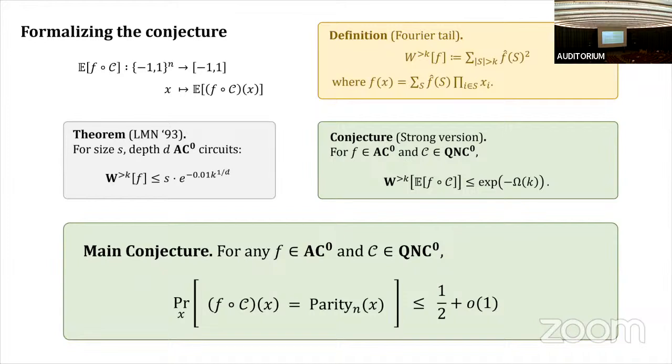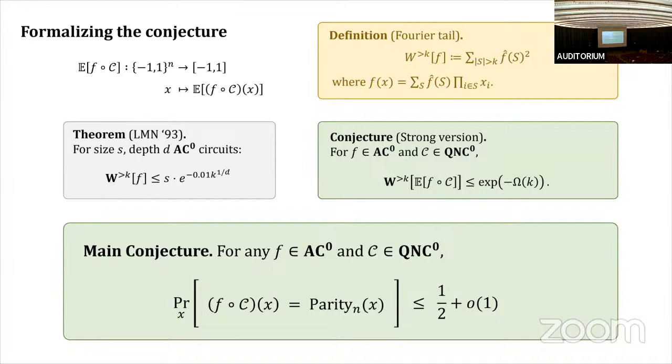So I sample a random input. Over my choices of Boolean function F implemented by AC0 and choice of quantum circuit C that's constant depth, what's the highest chance that I'm correct? So the conjecture is that my advantage over just a random guess, over the choices of inputs, of computing parity decays to just 0. So I'm essentially no better than random guessing.